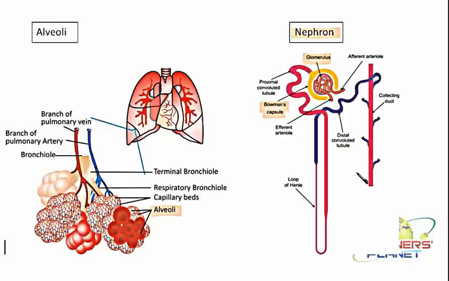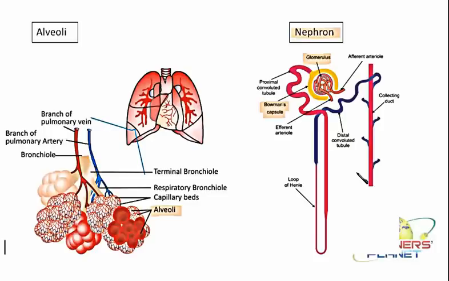So this is how the basic function is occurring here in the alveoli and in the nephron, and of course each system is equally important for the normal functioning of the body. Now basically, each part is involved in the exchange of material. If it is nephron, there is an exchange of waste material, water and some other elements. If it is alveoli, the exchange of gaseous molecules is taking place, isn't it?